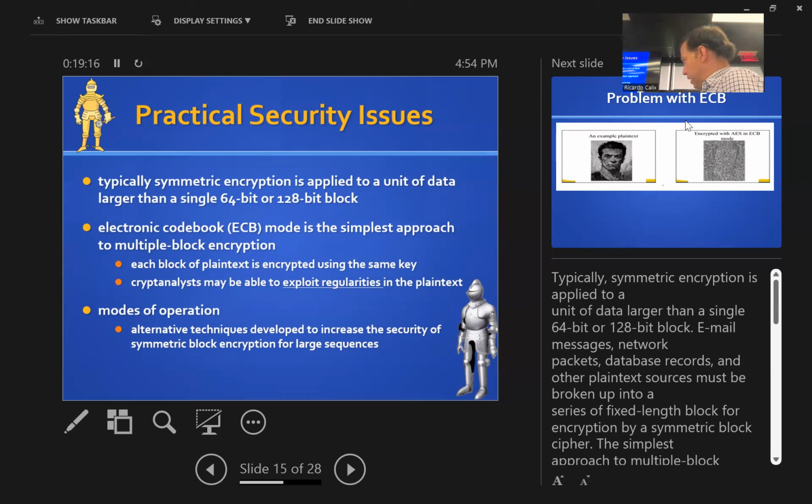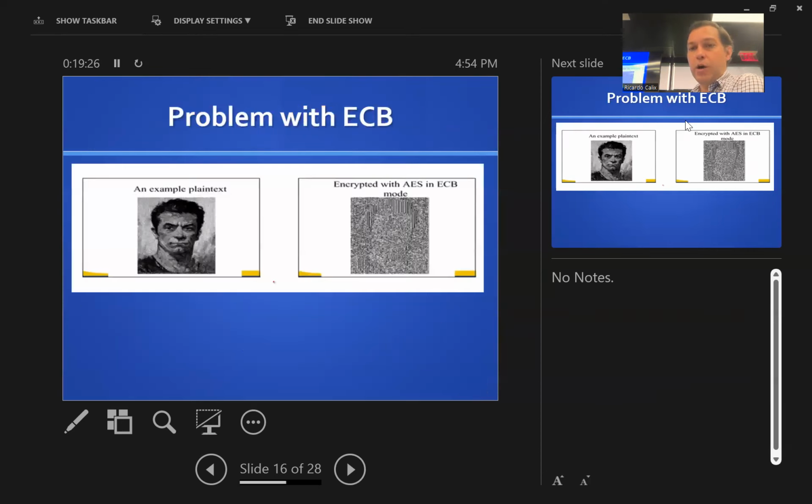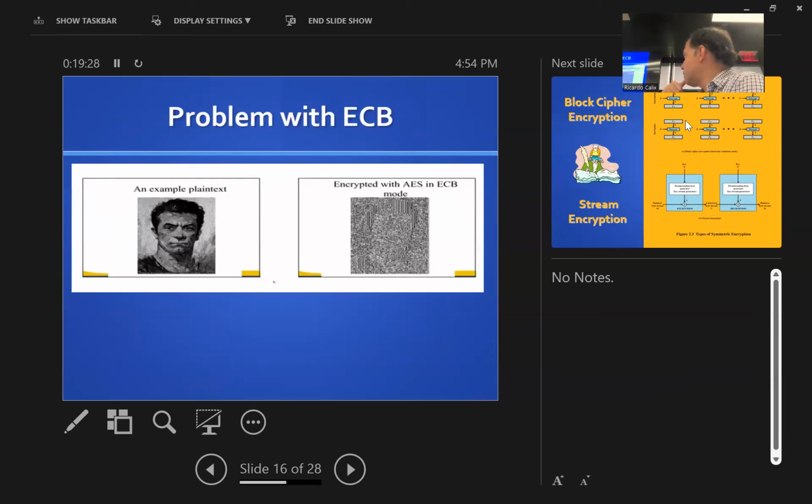We've looked at four modes of operation, which are alternative techniques developed to increase the security of symmetric block encryption for large sequences. We know that ECB is insecure. Here is an image encrypted with AES in ECB mode, and you can see there's a pattern there, like the outline of the hair. Again, this does not meet Claude Shannon's definition of a secure cipher, because you can infer something about the original plaintext from the ciphertext, and that should not be the case.